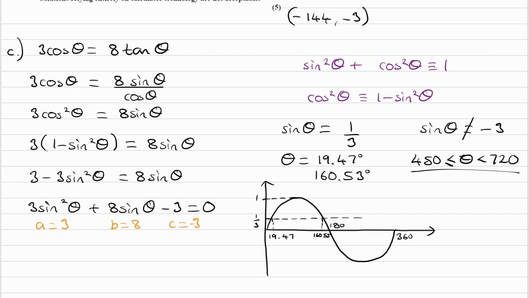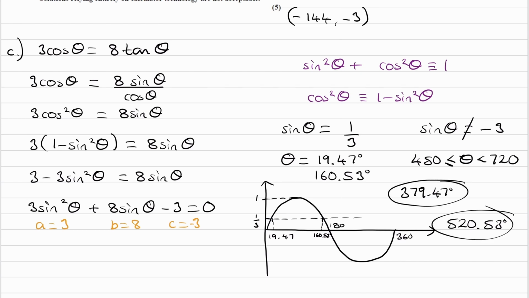Now neither of these things are in the interval, obviously, so if we add 360 to both of them, 360 plus 19.47 gives us 379.47. That's also not in the domain. If I add 360 to 160.53, I get 520.53. That is in the interval, so that is our first solution. Now, if I were to add 360 again to these two values, it would be bigger than 720, so we stop there. And our final answer would then be 520.53.